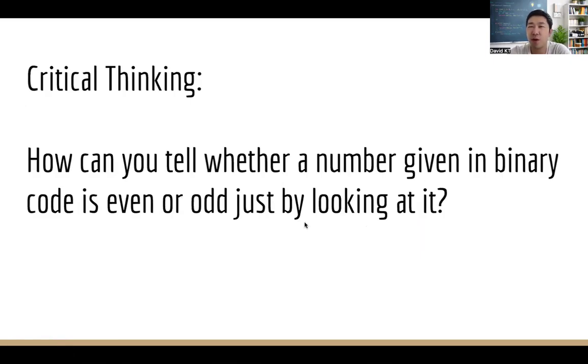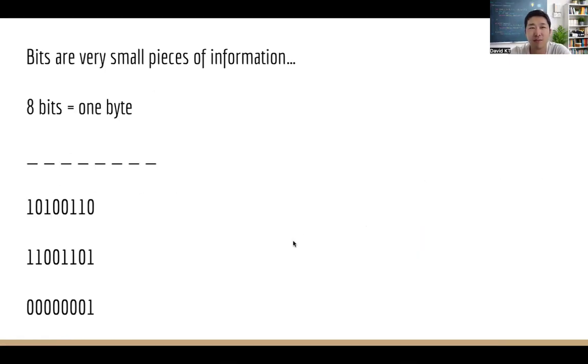Question: is there a way you could tell just by looking, without calculating, whether a binary number is odd or even? In fact, there is. You look at the last number. Remember, the last number means 2 to the 0 power. What's 2 to the 0? 2 to the 0 is 1. So that's the only odd number we're talking about here. If that's a 1, it's odd. If it's a 0, it's even. So this number here is even. This number here is odd. This number here is odd. Okay?